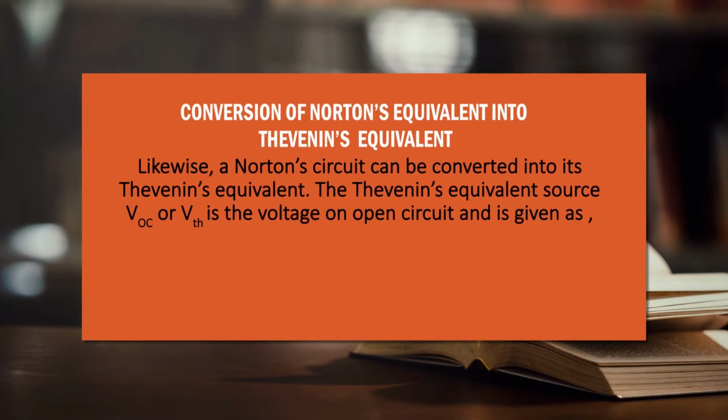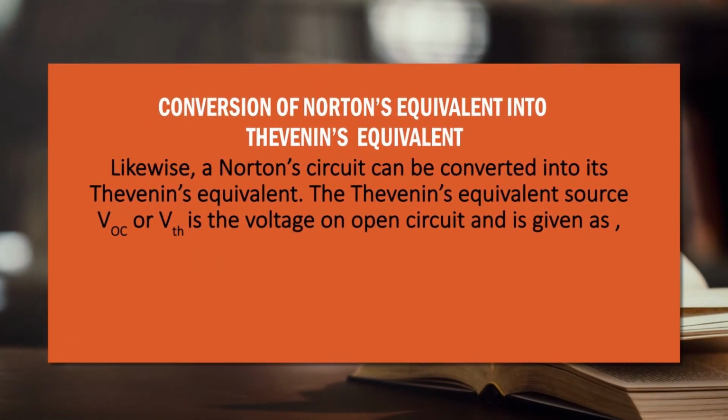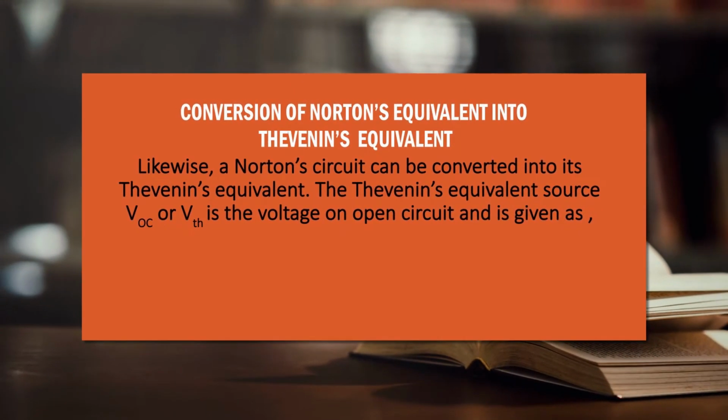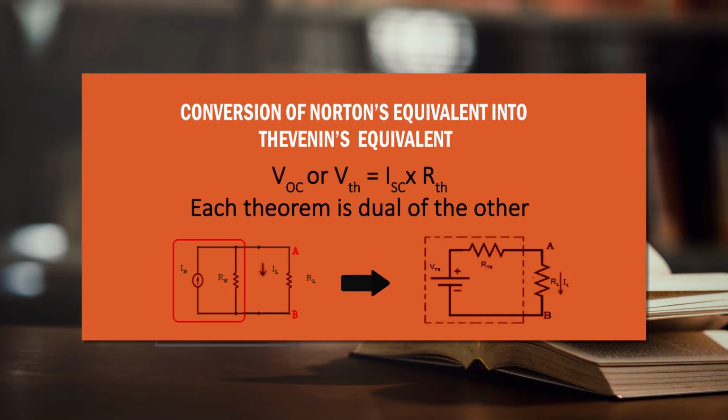Now, conversion of Norton equivalent into Thevenin equivalent. Likewise, a Norton circuit can be converted into its Thevenin equivalent. The Thevenin equivalent source VOC or VTH is the voltage on open circuit, given as VOC or VTH equal to ISC, that is the short circuit current, multiplied by the Thevenin resistance. And it is interesting to note that each theorem is the dual of the other.